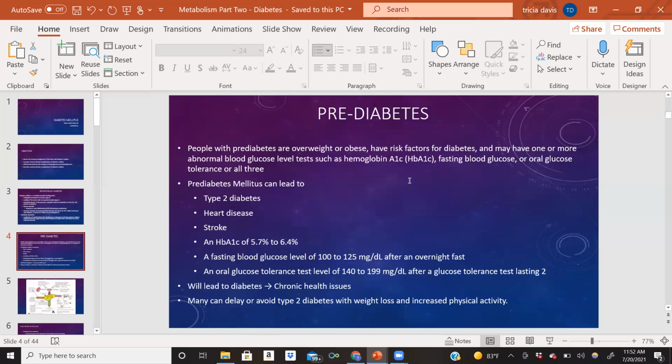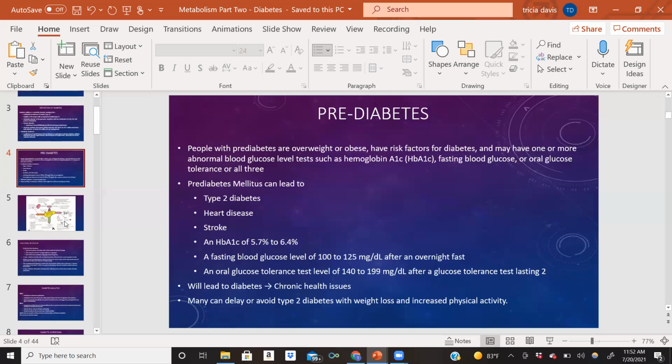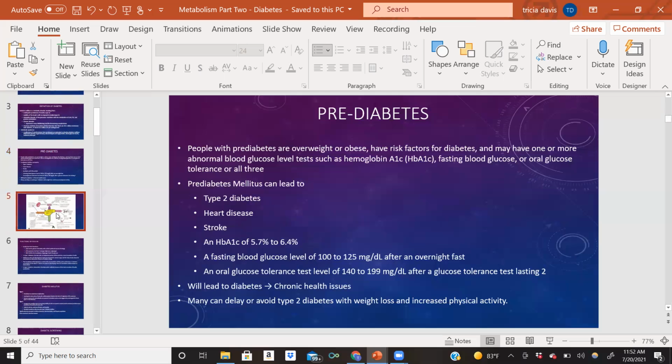So we know that prediabetes, like I said earlier, is going to lead to diabetes, and that is going to lead to chronic health issues, which we're going to talk about in detail. Many people can delay or avoid type 2 diabetes if they participate in a weight loss program and they increase their physical activities. Even if they have type 2 diabetes, it can be reversible if they just watch their diet and increase their physical activity.